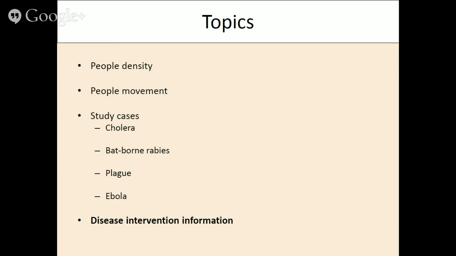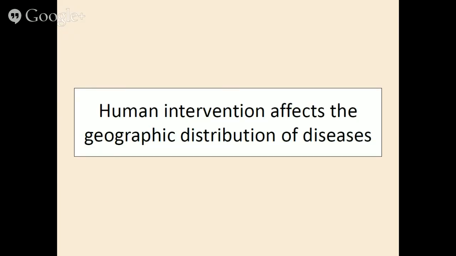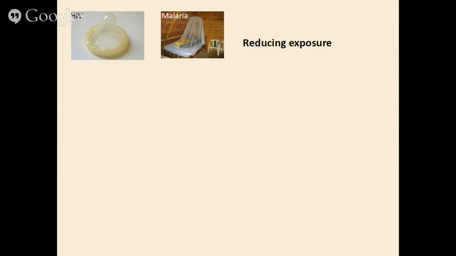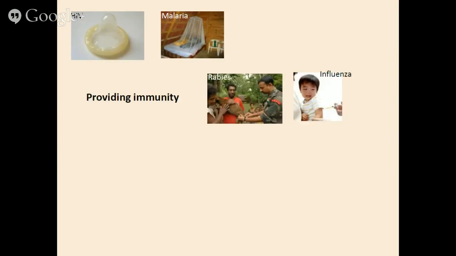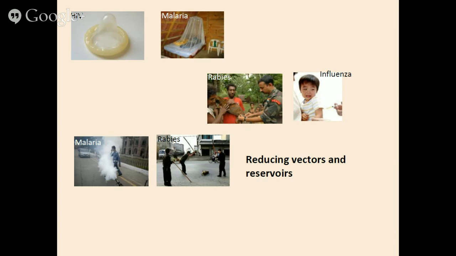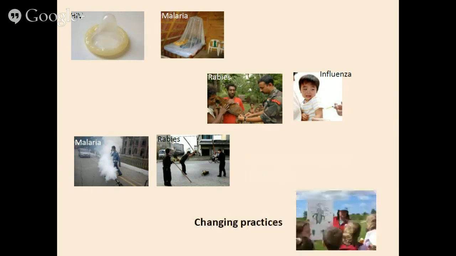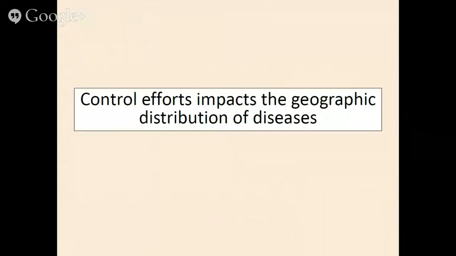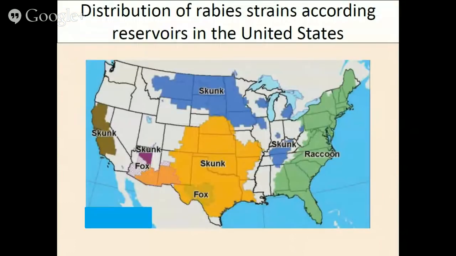Finally, I would like to talk about disease intervention information and how it shapes the geographic distribution of diseases. Definitely, human intervention affects the distribution of diseases, because we could reduce the exposure to the disease, or we could intervene in providing immunity to the population, or we can reduce the number of vectors or reservoirs in the system, or we can change some practice. So intervention impacts. And one example of this is the distribution of rabies in the US.